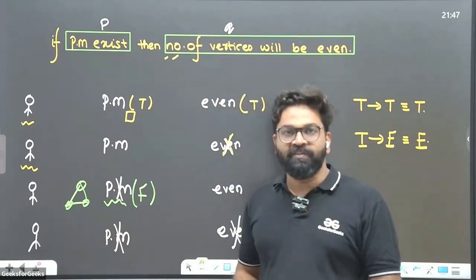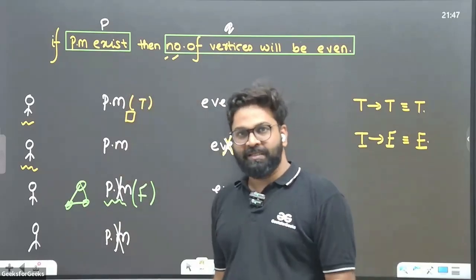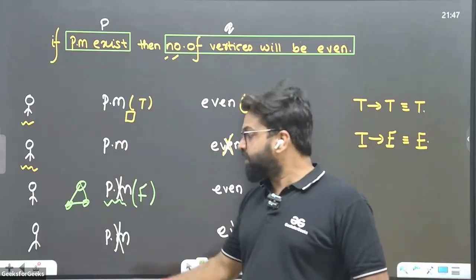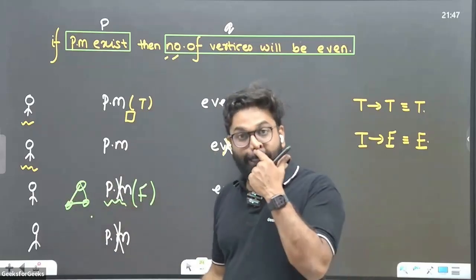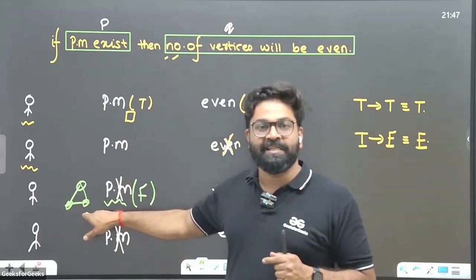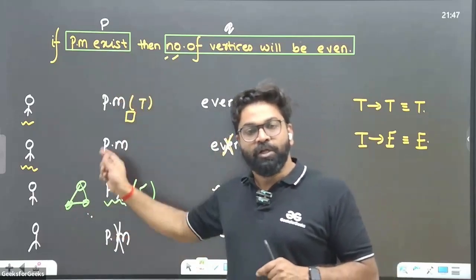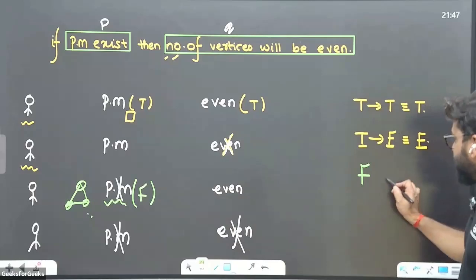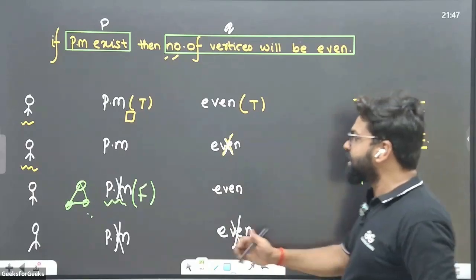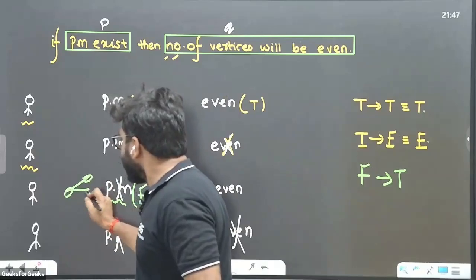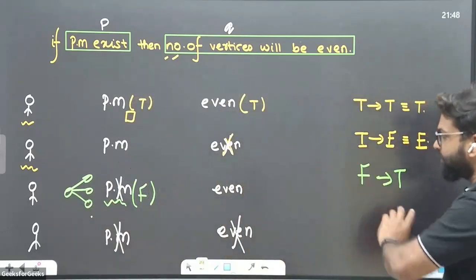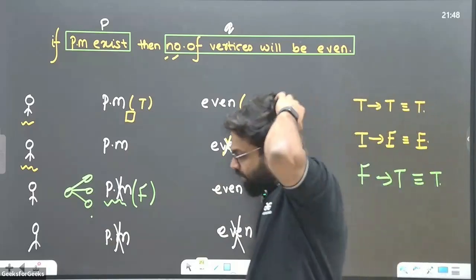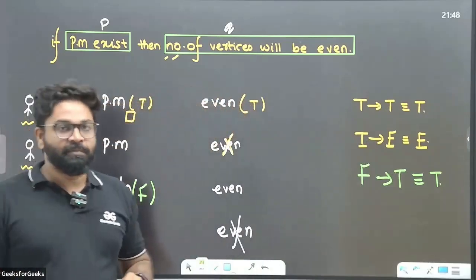You're promising: first you show that your perfect matching exists, then I will tell you the number of vertices will become even. But this person is coming up with a wrong example. So if anyone comes up with a wrong example, can I say that my theorem is wrong? No, my theorem is not wrong. Your example is wrong. Even if the perfect matching does not exist, but suppose the number of vertices is even, let me take another example where the perfect matching does not exist but the even number of vertices is there. I can say that my theorem is true. I cannot discard my theorem. My theorem will be true.